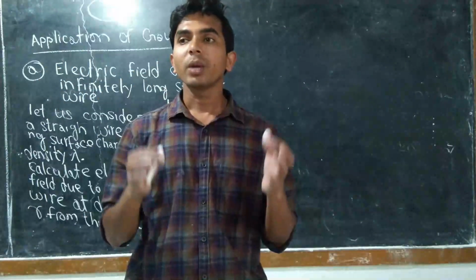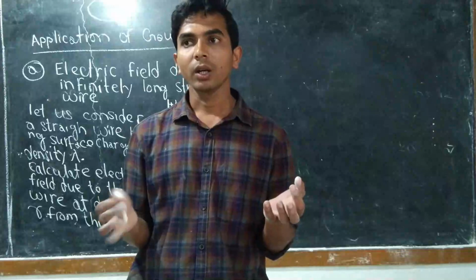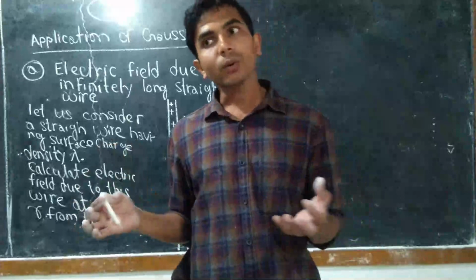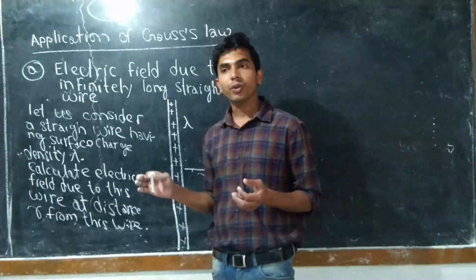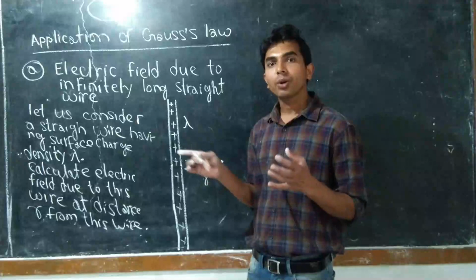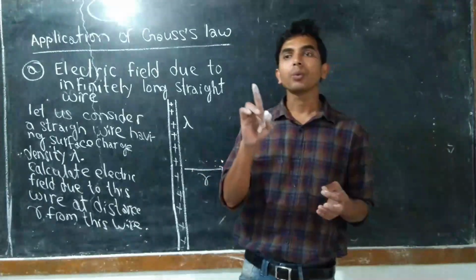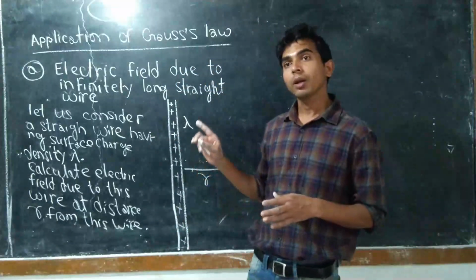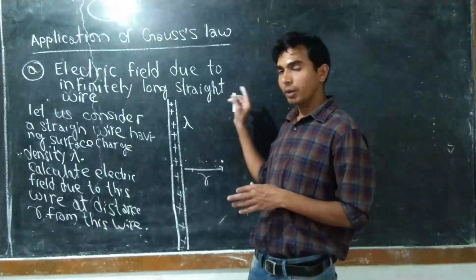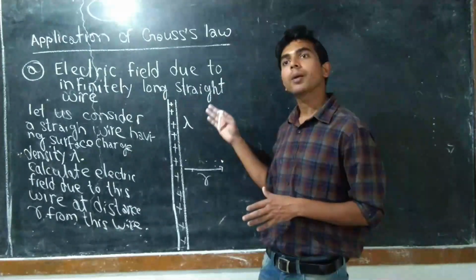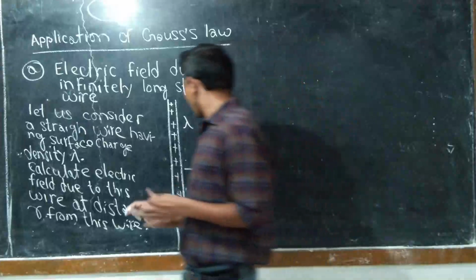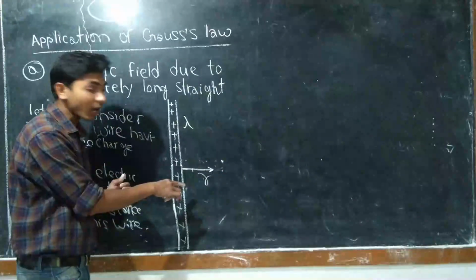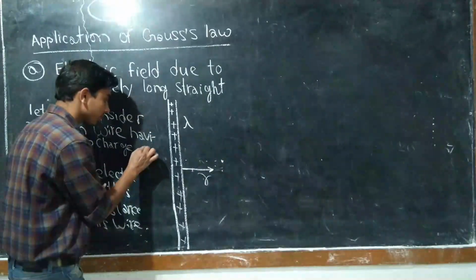Gaussian surface is an imaginary surface, that surface is not existing, right? So with the help of Gauss law, we are going to calculate electric field. First we have to draw a Gaussian surface, and then we have to calculate total flux through that Gaussian surface. And then with the help of Gauss law, we are able to calculate electric field at that point. So now we are going to find electric field at r distance, so we have to draw a Gaussian surface.